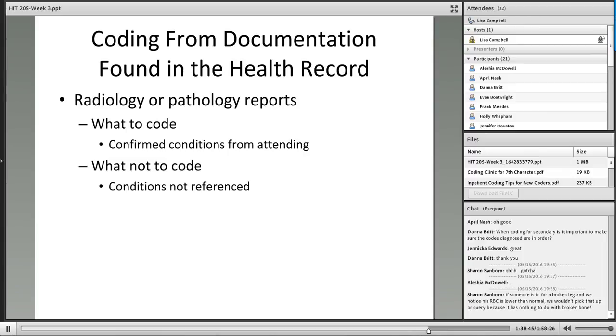So let's look at an example. Let's say that the physician has already documented that the patient has a femur fracture. And when you're looking at the radiology report, they give you specific details about the femur fracture. We can code it. However, if the physician hasn't even documented the femur fracture, we cannot code it.